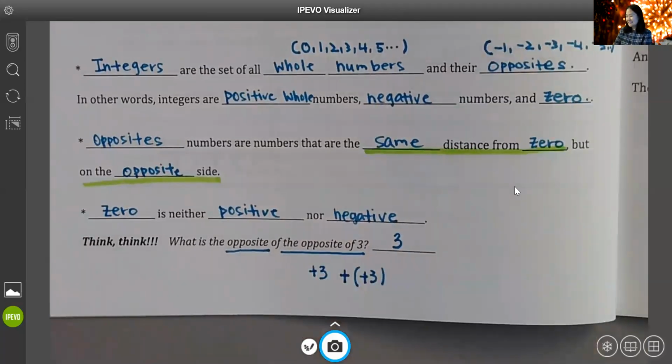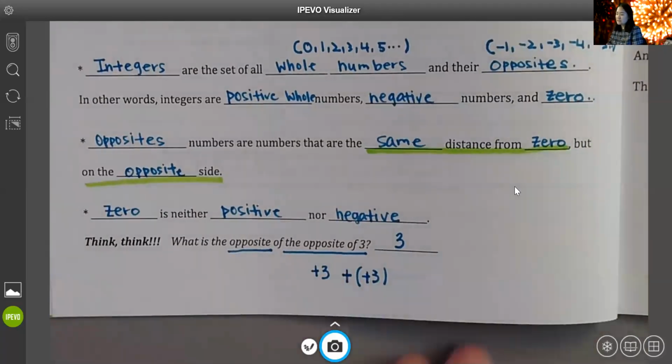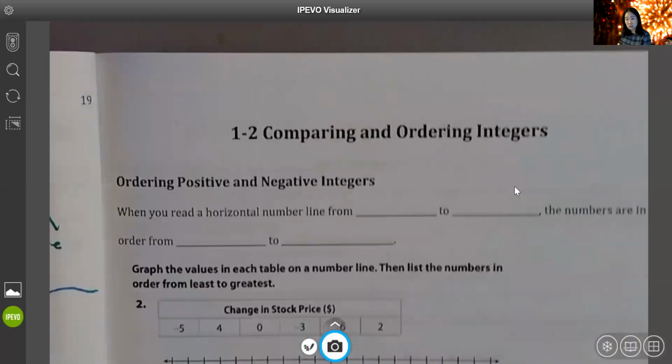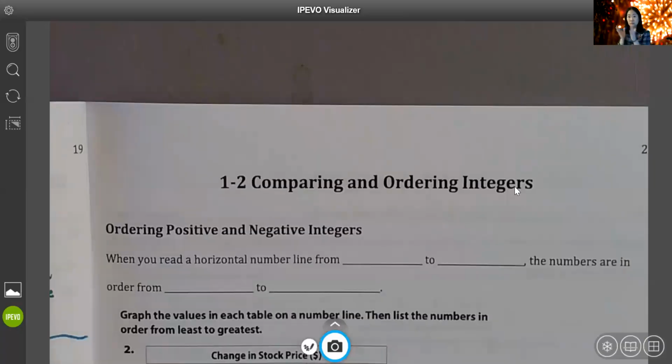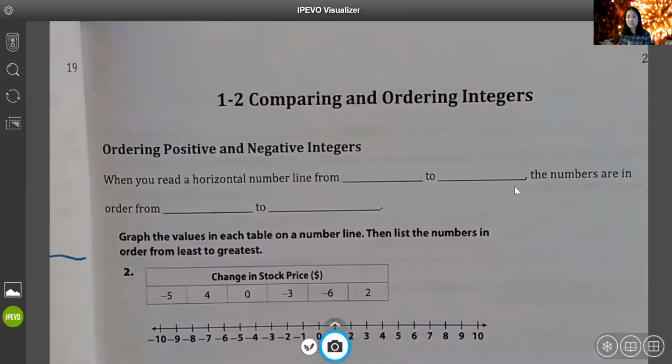All right, now, since we talked about the basics of integers, let's now go to 1-2, which is comparing and ordering integers. So compare means you compare to see which number is greater than or less than. And then ordering integers means you order the numbers from least to greatest or greatest to least, okay? All right, so let's start with the first, ordering positive and negative integers.